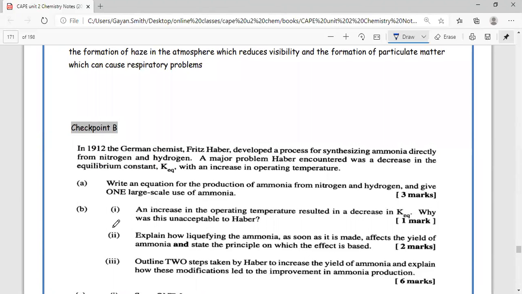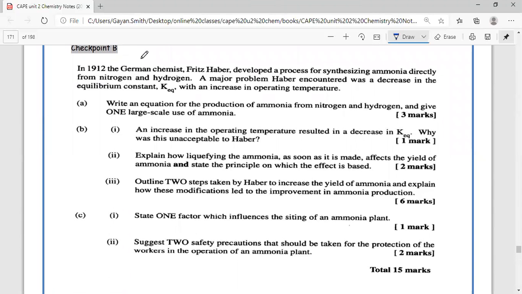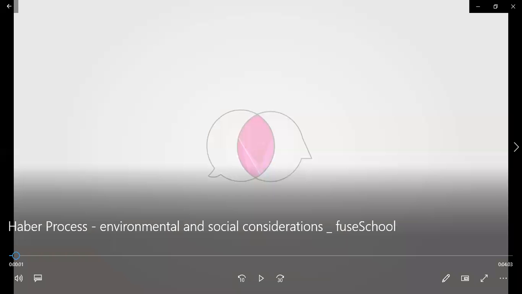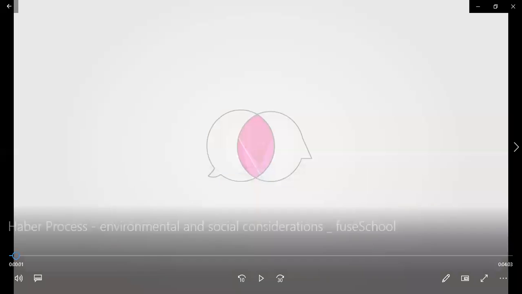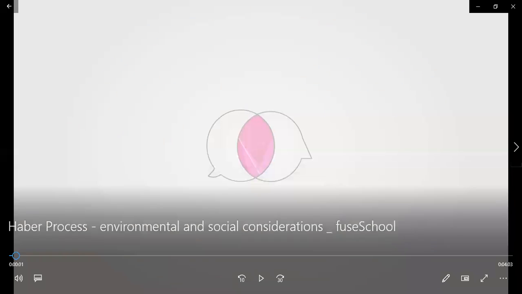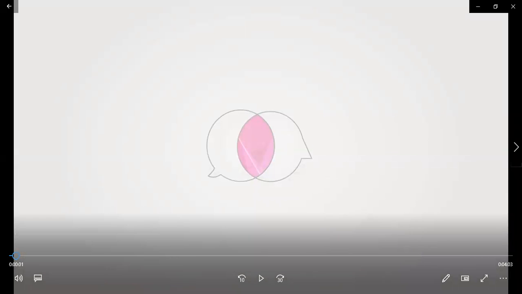This checkpoint B is what I would like for you to complete in your own time. When we have our next class, we will be discussing this checkpoint. Please ensure that it is completed. I will now show you a video of the environmental and social impacts of the ammonia industry, which will include some of what we have discussed before.